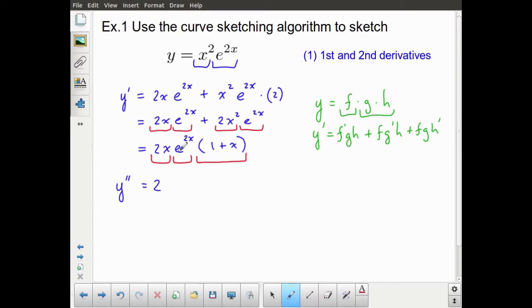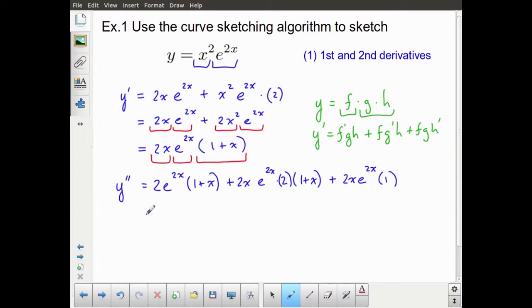So using this model, my product rule is going to say the derivative of the first is simply equal to 2, and then I rewrite the second one and I rewrite the third one complete, plus the first one, which is 2x, times the derivative of the second one. The derivative of the second is e to the 2x times 2, times the third one, which is 1 plus x, and then plus I leave the first one complete, I leave the second one complete, and now I take the derivative of the third one, which is actually a trivial derivative, and that is just equal to 1.